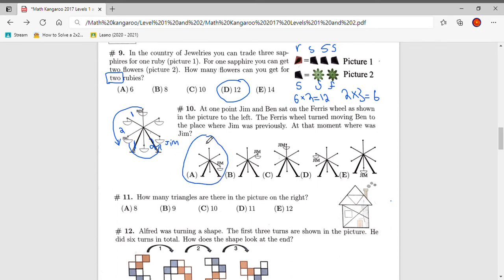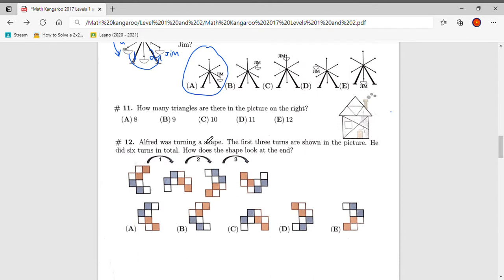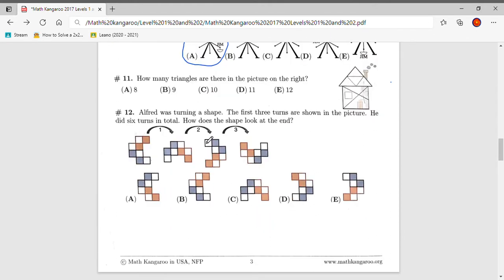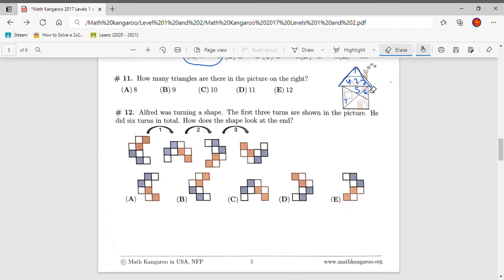Number 11, how many triangles are there in the picture on the right? So let's count up the triangles that are there individually. We have 1, 2, 3, 4, 5, 6, 7. Now, we also have this large triangle that is formed out of triangles 1 through 4. So I'm just going to draw a line like this to indicate 8.